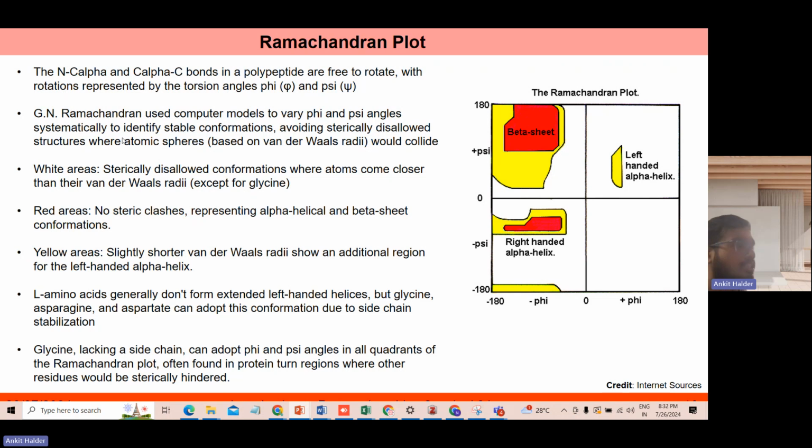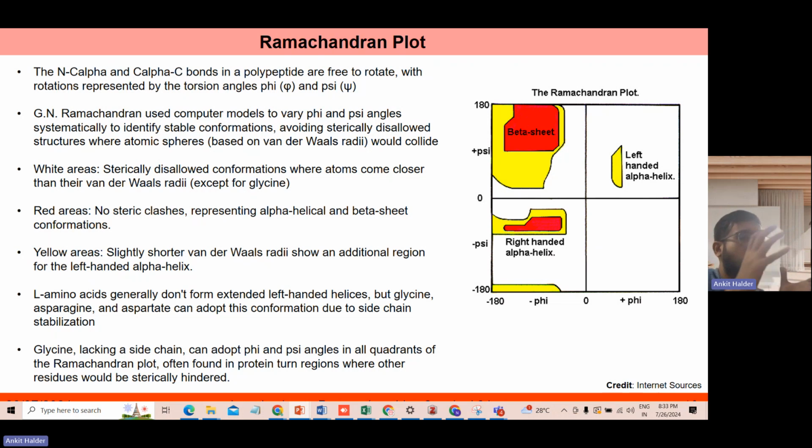How has it been determined? It was determined using computer models to vary phi and psi angles systematically, to identify the stable conformations and avoid theoretically disallowed structures where atomic spheres, based on van der Waals radii, would collide. So on the basis of the van der Waals radius, where atoms were going to collide, it was decided and taken forward.